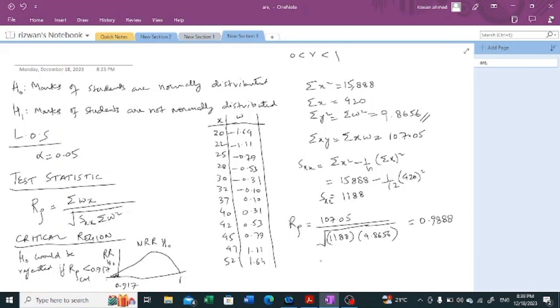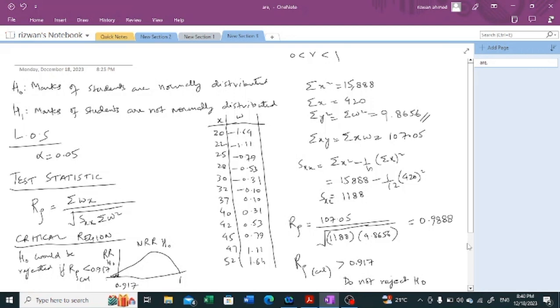And since our rho calculated is greater than the critical value of 0.917, therefore H naught is not rejected. We do not reject H naught is our decision. We need to make a correction in the conclusion. This is not the case of rejection.